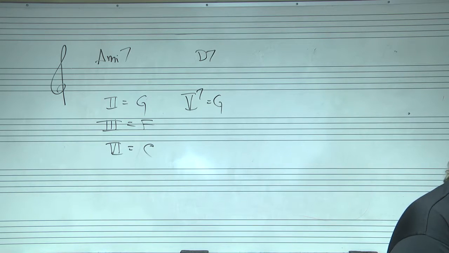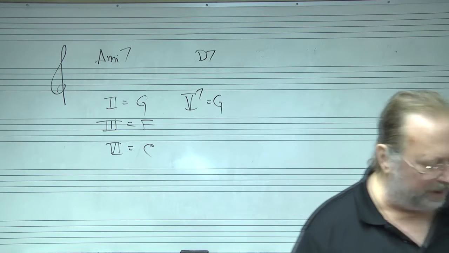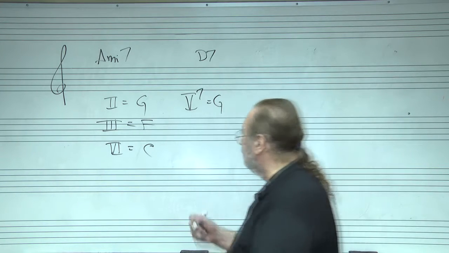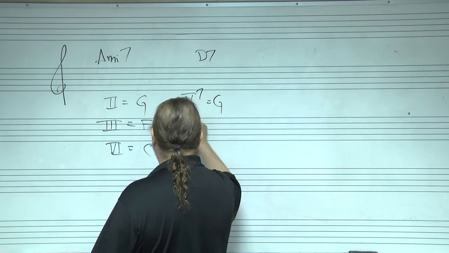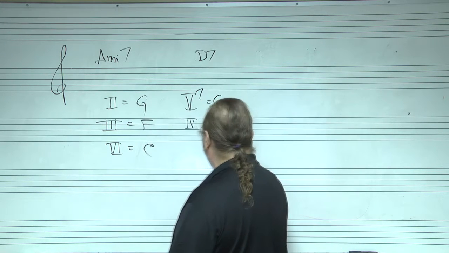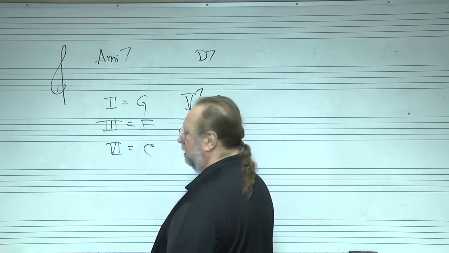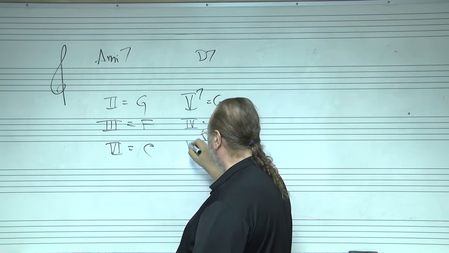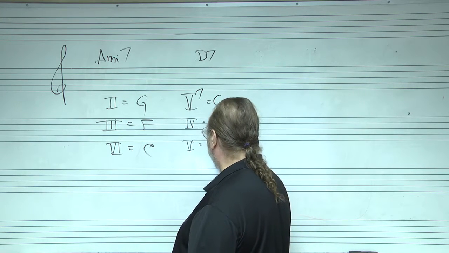And the E. So a dominant seventh can be the 4 chord in melodic minor, or it can be the 5 chord in harmonic minor, right? So it can be the 4 chord in what? A, right? And it can be the 5 chord in G harmonic minor, right?